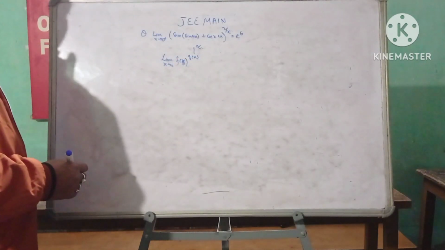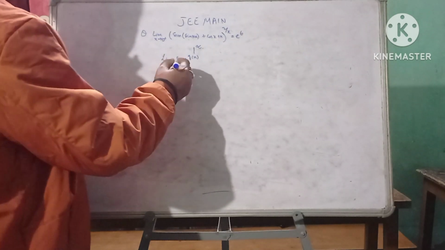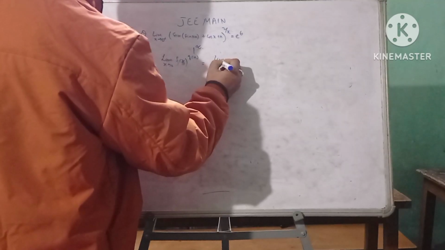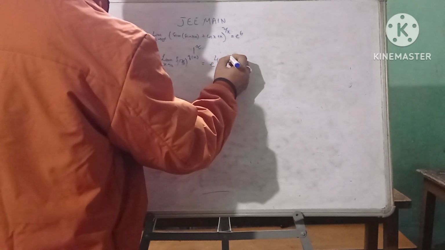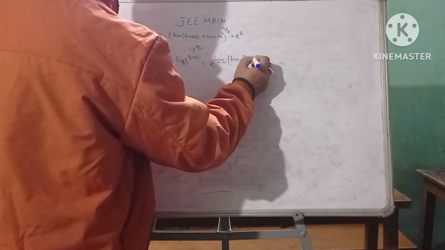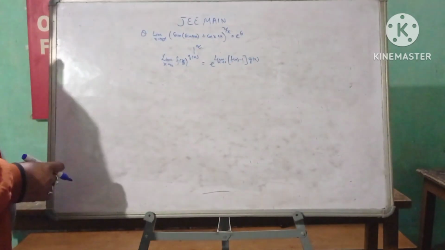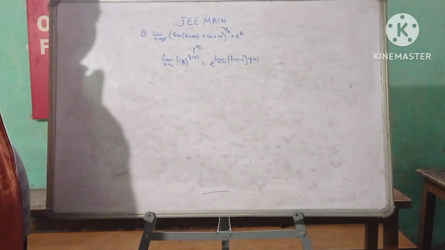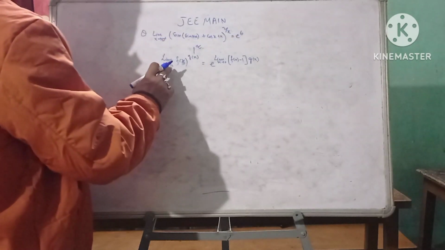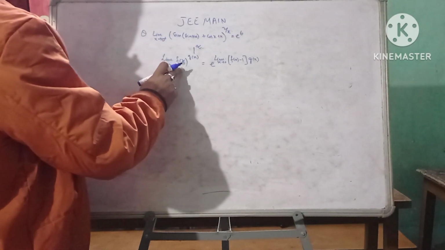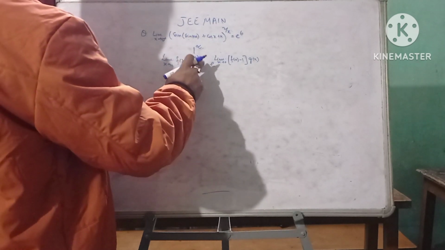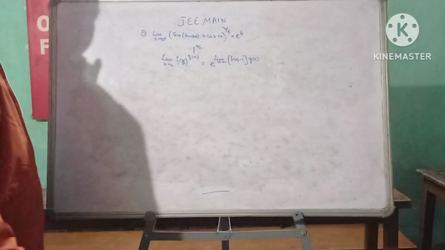In order to solve such type of questions, it is e to the power of the limit as x tends to 0 of (f(x) minus 1) times g(x). This is the way. If it is 1 to the power of infinity, the question is in this form, limit x tends to 0, f(x) to the power of g(x). There are two functions, and to solve it we have to take this procedure.